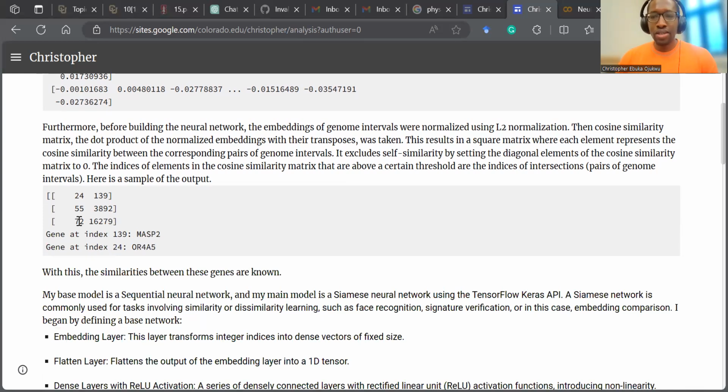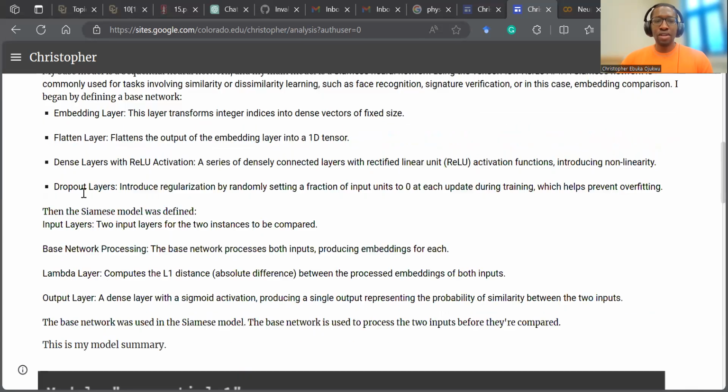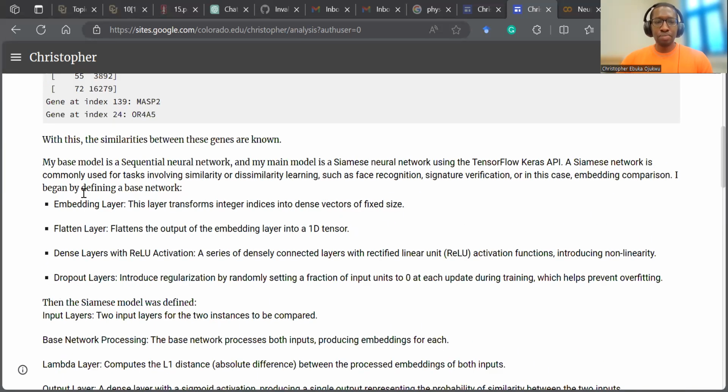And then if we go down a little bit, we see an example of what the output is. Of course, I'm still going to explain how this was achieved, but just here we see a sample example of my resulting embedding, where for every gene, we find another gene that intersects with it.